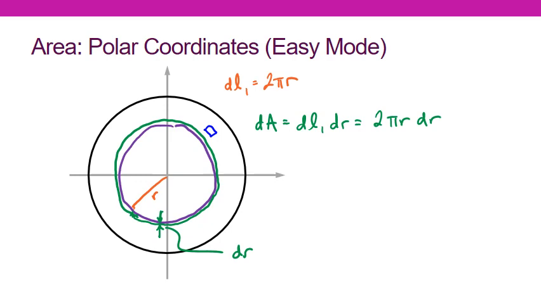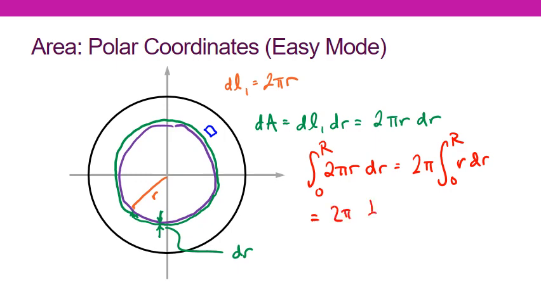We just take our differential area and add it up. So we take the integral of 2 pi r dr from 0 to our radius. And when we do that, of course, the 2 pi comes out. We have the integral from 0 to the radius of r dr, which is 1/2 r squared evaluated at the endpoints. Or in other words, the 2 cancels with the 1/2, and this whole thing comes out to be pi r squared, just the same as before.